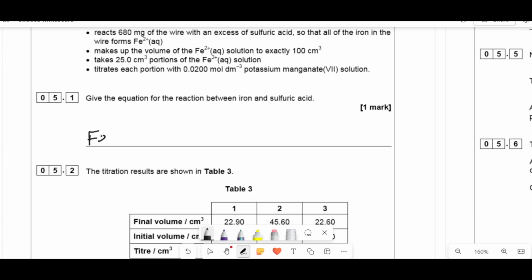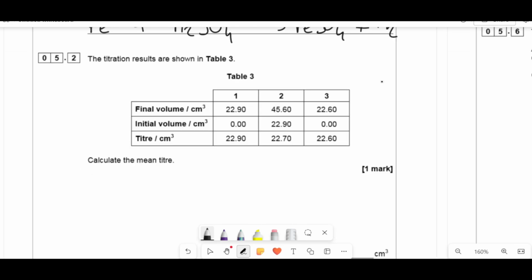So start by writing what you know, right? So we have Fe. We're going to react H2SO4. What are we going to end up making? Well, a metal plus an acid will make a salt, FeSO4, plus hydrogen gas, H2. That's it. Now it says the titration results are shown in this.